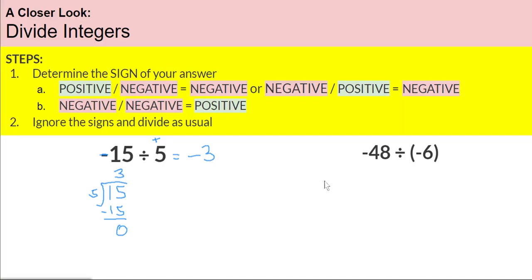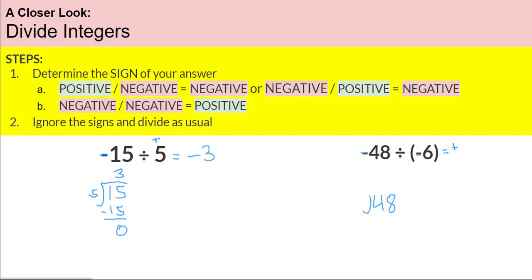All right, let's try the next one. Negative 48 divided by negative 6. What's your answer going to be? I have a negative and a negative. Your answer is going to be positive. A negative divided by a negative equals positive. We don't necessarily need to write it, but I'm going to write it there so I know it's going to be positive. So now all we're going to do is ignore the signs and divide as usual.